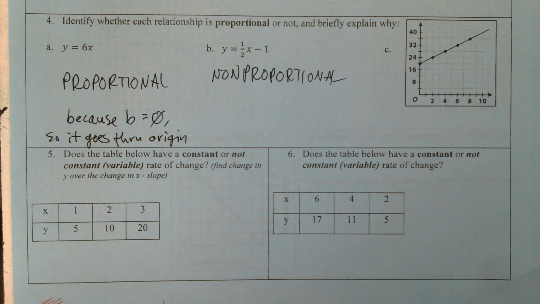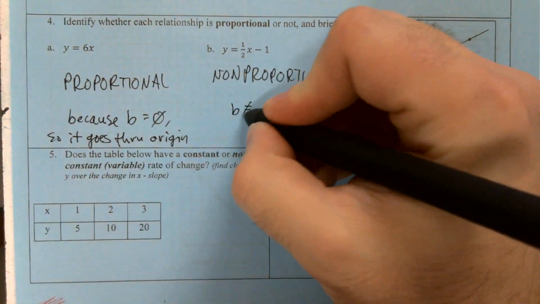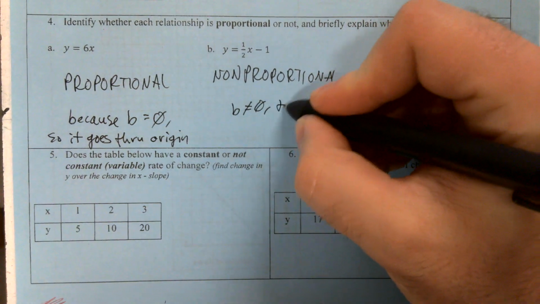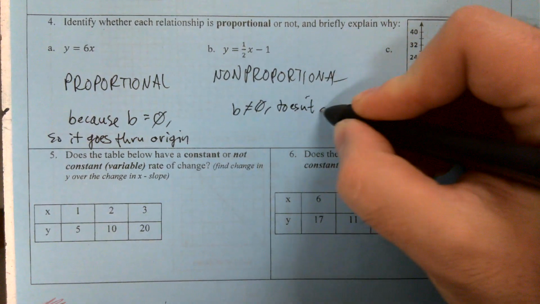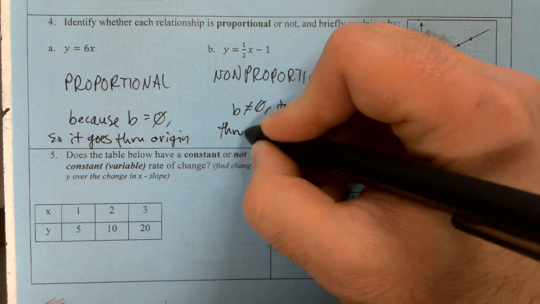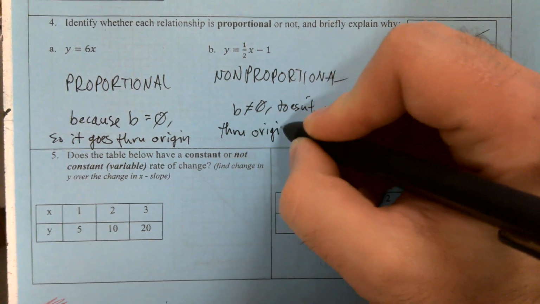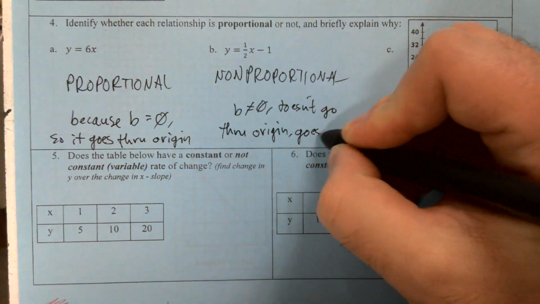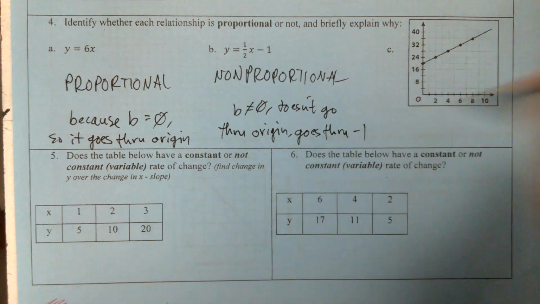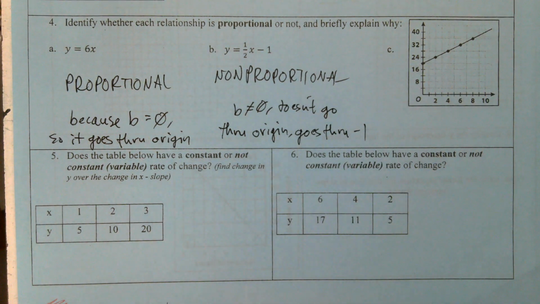B doesn't equal 0, right, Devin? So what does that mean? That's right. Doesn't go through the origin. Where does it go through on the y-axis? -1. Goes through -1. -1 is not the origin. The origin is 0. So that's why that one's non-proportional.